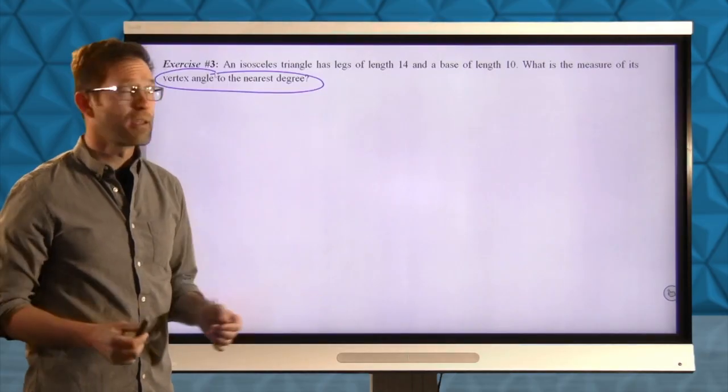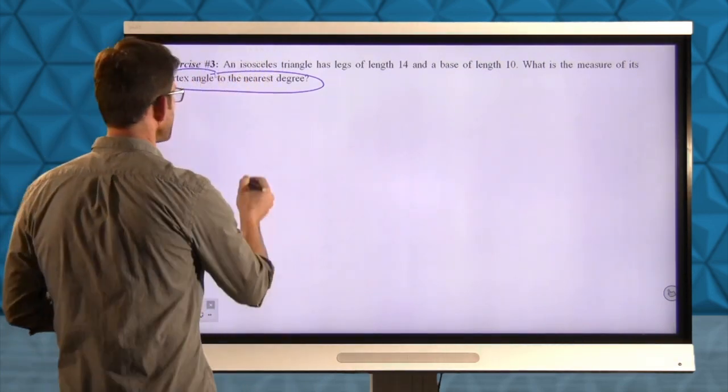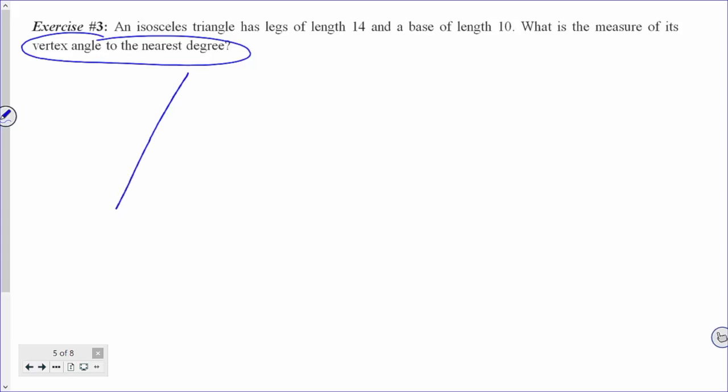All right, let's take a look. We have an isosceles triangle. It's got legs of length 14 and a base of 10. All right, so those are my two equal legs. Call that 14 and 14. And then a base of 10, and a little bit of a miss there. All right, that's okay.